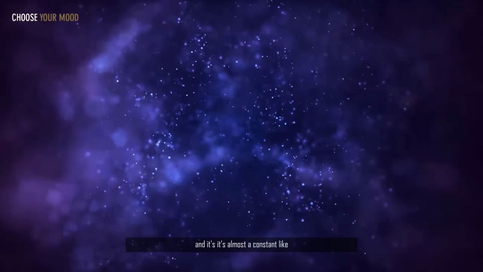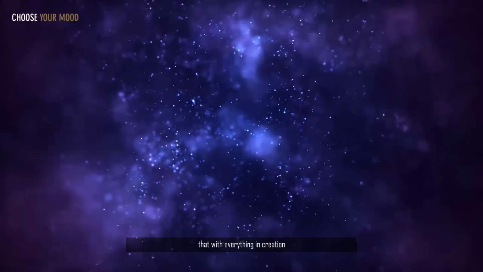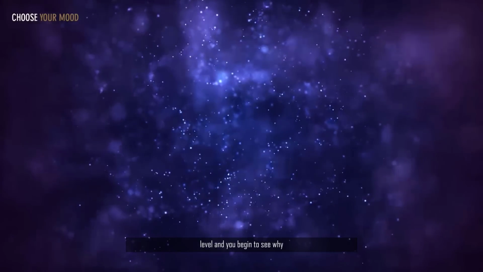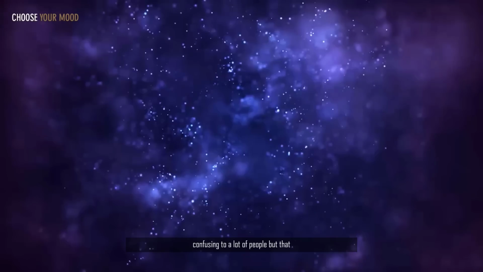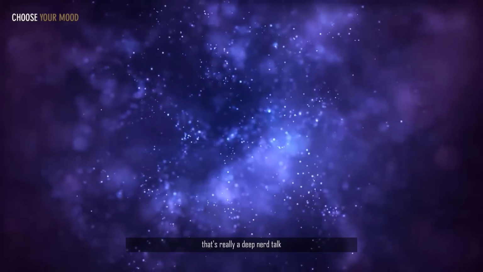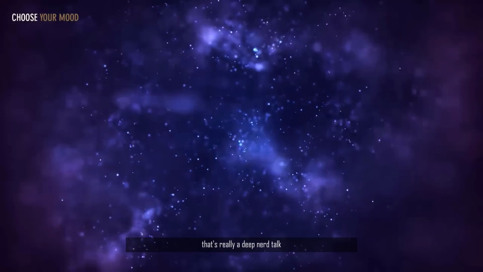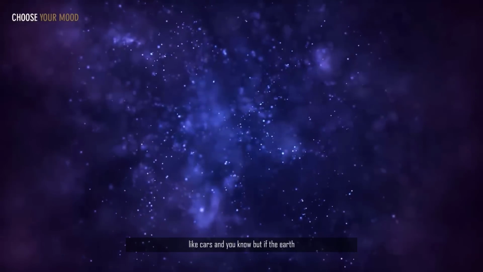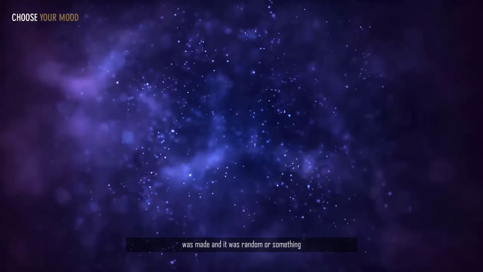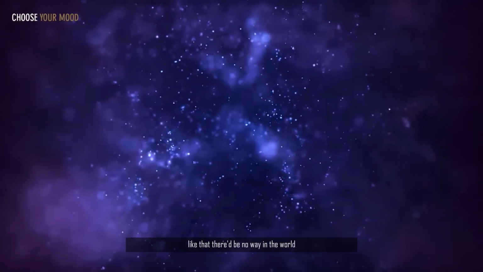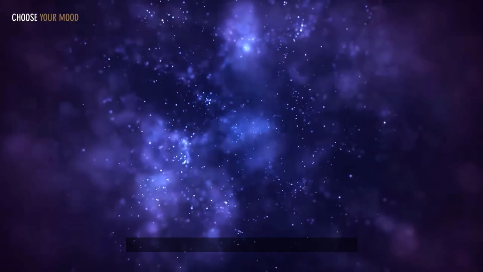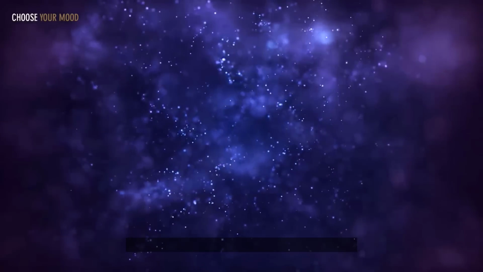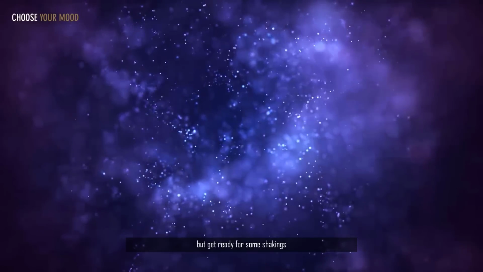And it's almost a constant like that with everything in creation. Then you take that down on the quantum level and you begin to see why. I know that sounds confusing to a lot of people, but that's really deep nerd talk. But it just works out that way. You can do that with engineered things like cars, but if the earth was made and it was random or something like that, there'd be no way in the world. It just wouldn't be the way it is right now. Let's put it that way. It wouldn't be. But get ready for some shakings.